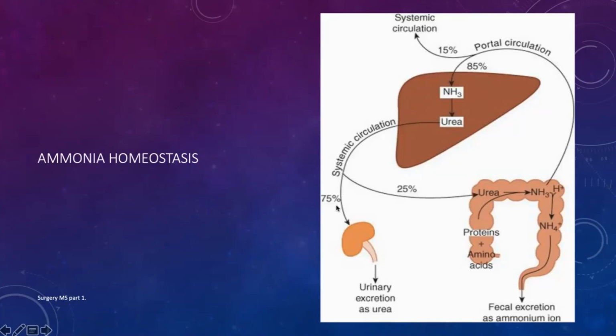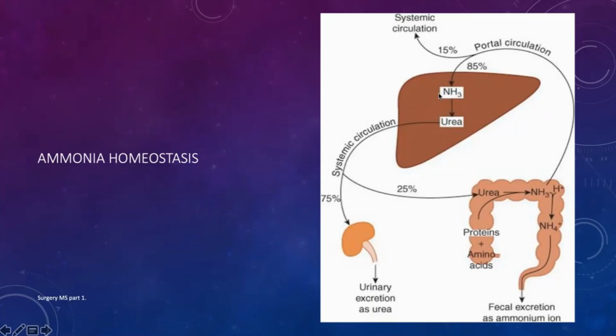So in addition to that, there's about 25% which goes into the bowel again, and it goes back into the urea cycle. So that is how it happens. Now you can imagine in a pathology where the patient is unable to metabolize the ammonia, there is excessive ammonia being released into the circulation.